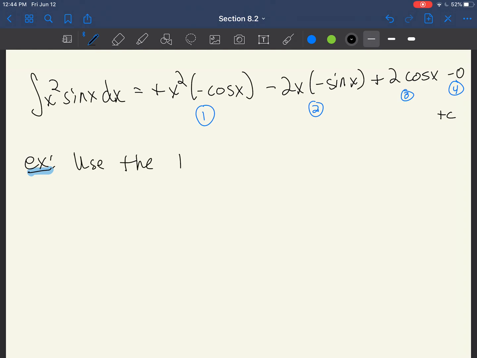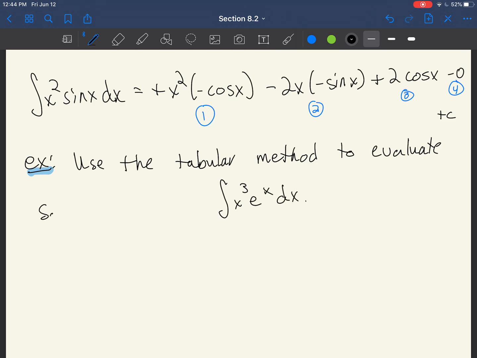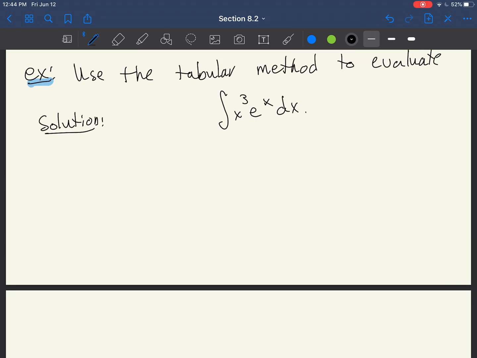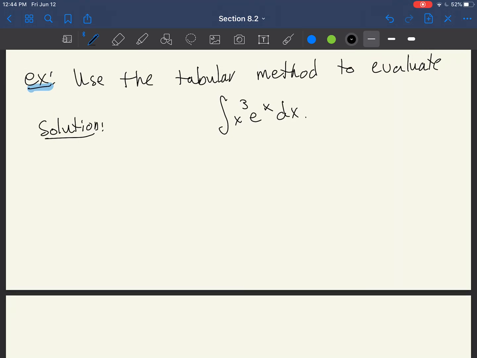So example, use the tabular method to evaluate the integral of x cubed e to the x dx. So looking at this, since x cubed will take 3 times before it terminates, we expect to have to integrate by parts 3 times, which would take a while. But I'm going to let you guys do this one. Why don't you pause it and try this, and then when you're done, come back and verify that you did it correctly.